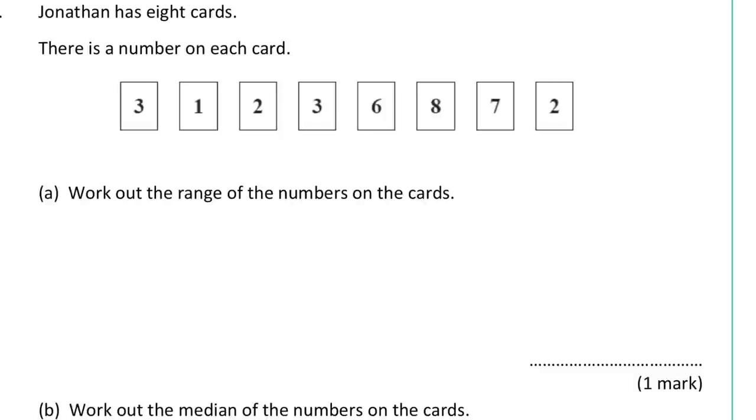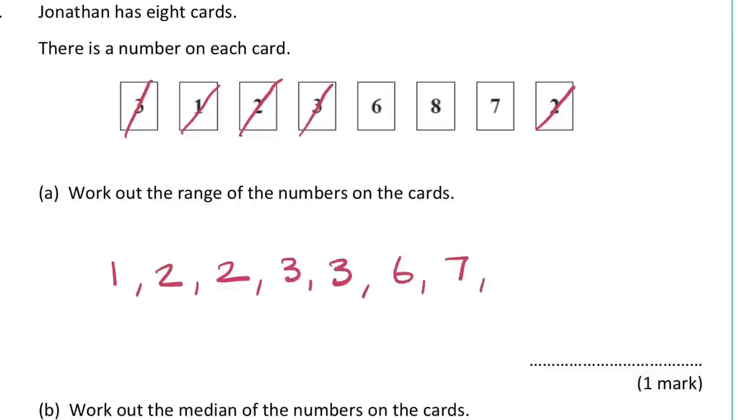If we didn't have to do the median, we could probably identify the smallest and biggest without, but we're going to need to anyway. So we have 1, I'm going to cross them off as I go, 2 and 2, and we have 2 3s, we have a 6, a 7, and an 8, and I can really clearly see now the largest is 8, the smallest is 1, so for the range I'm going to do 8 take away 1, which is equal to 7, so my range would be 7.